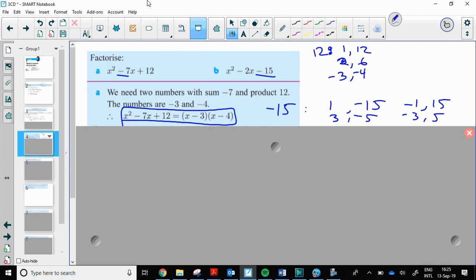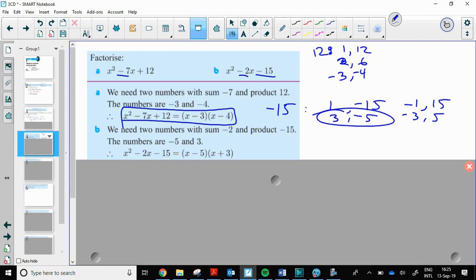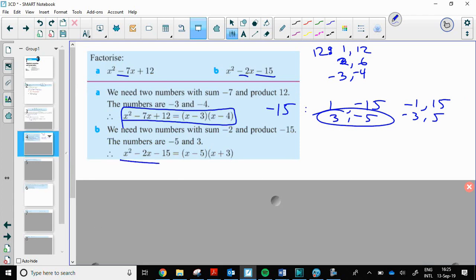I need 2 numbers that multiply to -15. There are 4 different pairs that could do that. Let's actually list them all out with all the negatives this time. So 1 and -15, -1 and 15, 3 and -5, -3 and 5. Which one of those 4 adds up to -2? It's going to be 3 and -5. So those are going to be the 2 numbers that we have as our factors.